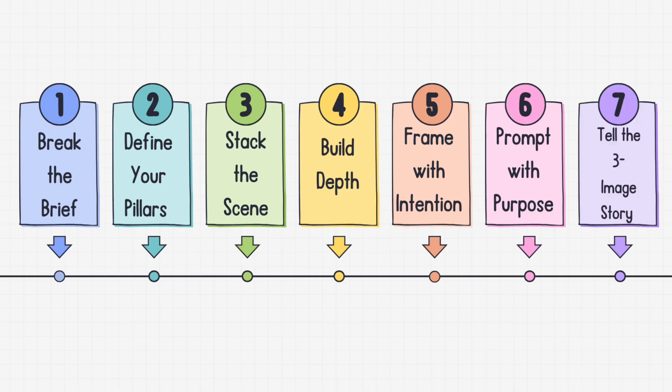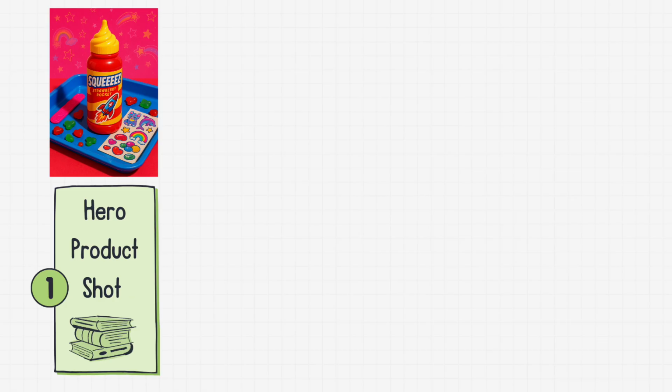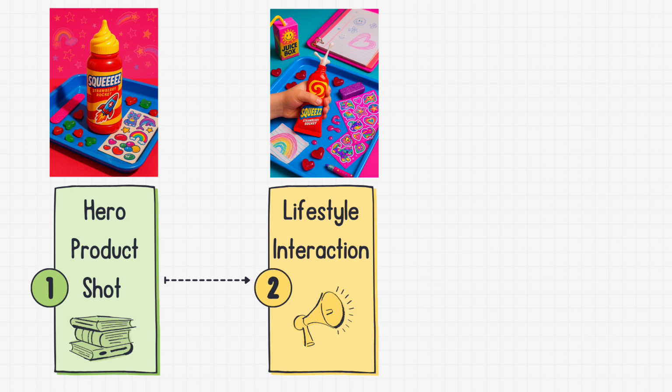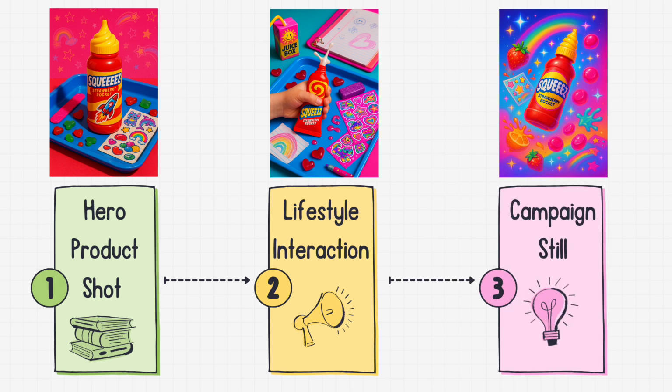In step 7, you'll tell the 3-image story. 1 image can grab attention. 3 images can build a brand story. Here's the format I use. First, a clean, centered hero shot of the product. Second, a lifestyle interaction. Maybe a hand reaching in, a peel being opened, something human. And third, a stylized campaign visual. These 3 images work together to deliver clarity, variety, and narrative.